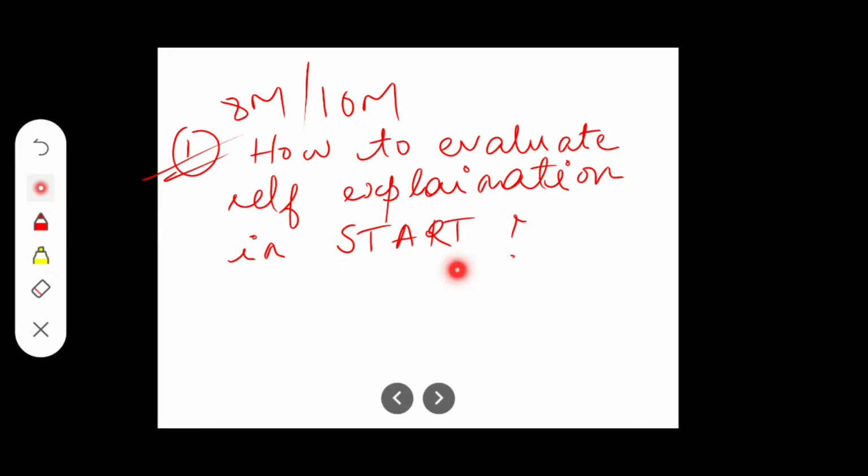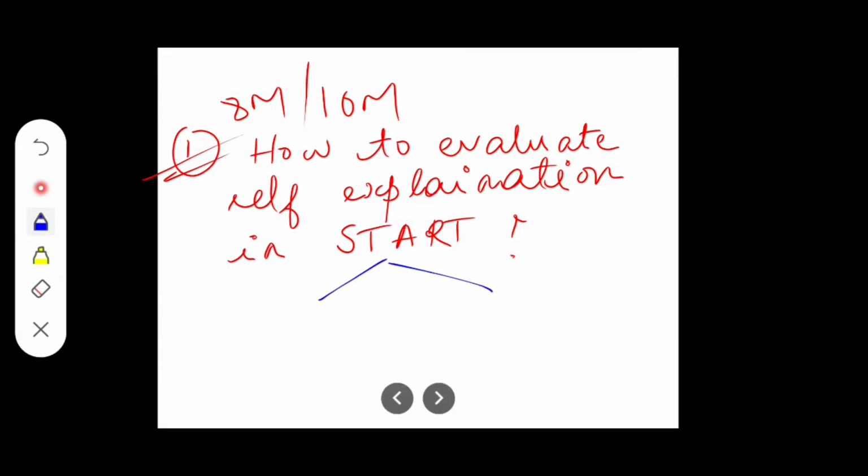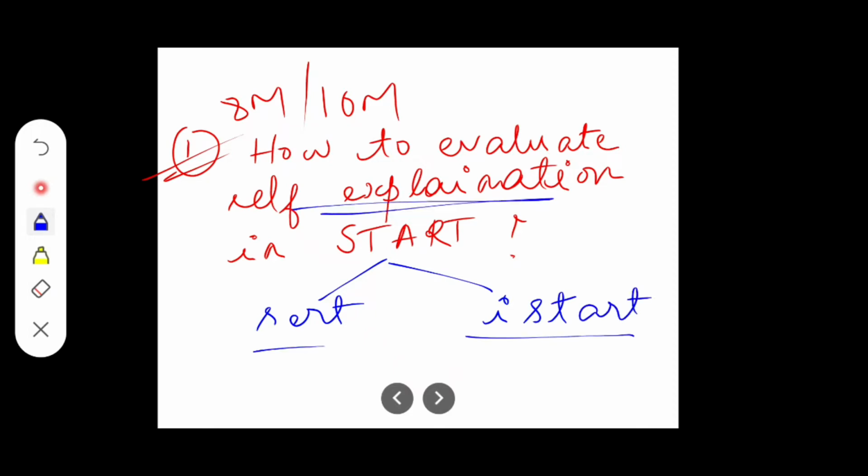In this START explanation, that is self explanation in START, we will have two experiments. One is with SERT, and another one is START. These are the two experiments we come across in this self explanation. SERT means the SERT trained people, and START means the START trained people. We are going to give the same data set to both groups, and we'll see the results and which result is better. Like that we are going to compare.